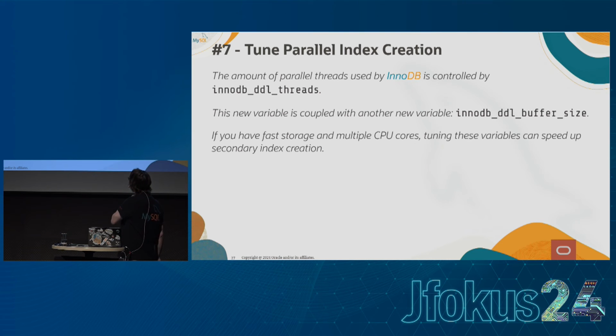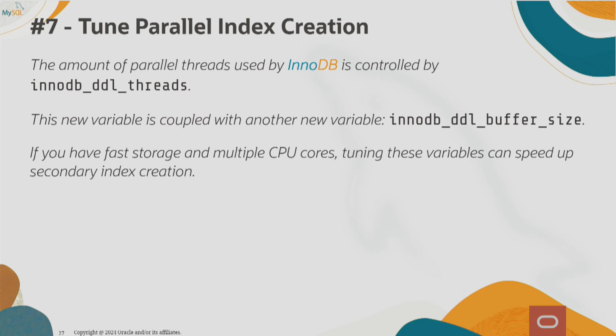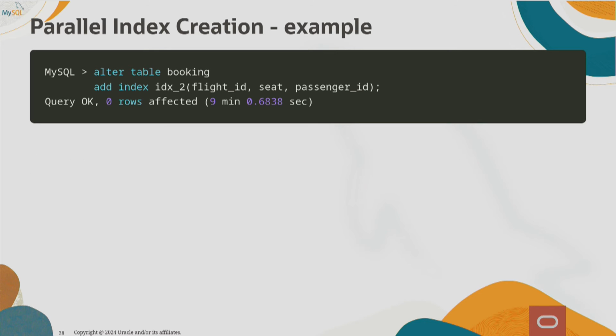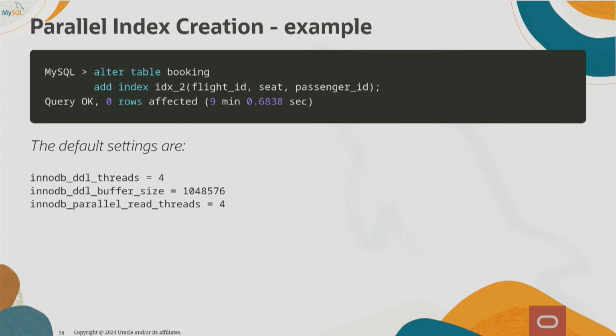Tip number 7: when you make these DDL changes, there is a way to improve that. Not a lot of people know that, but we have InnoDB DDL threads that can be tuned to make it faster. So, for example, here I want to alter this table and add an index. You can see this took 9 minutes to add this index. And these are the default values in MySQL 8 of these variables. Now, I want to change that and tune it.